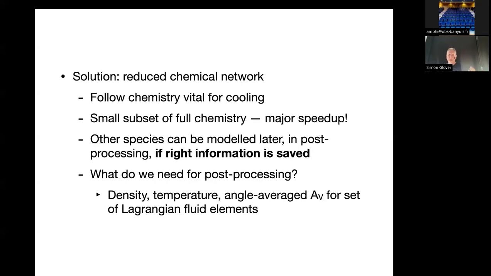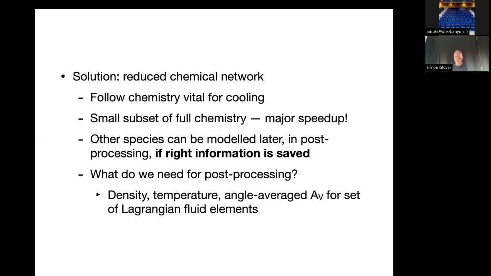So what most people do, what I built half my career doing, is use what's called a reduced chemical network. And the idea is to just follow in the simulation the chemistry that you have to follow. So I would argue basically what's vital for getting the cooling right. And this will typically be a pretty small subset of the full chemistry. So if you're going from like 100 species to 5, that's a factor of 20 cubed speed up. That's pretty good. And then just worry about doing the rest of the chemistry later.